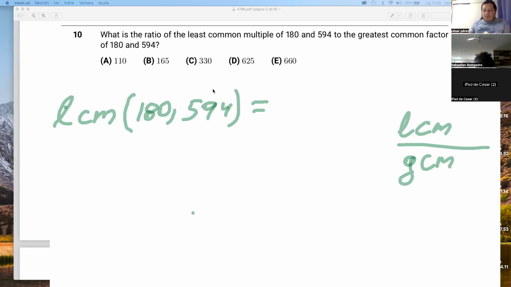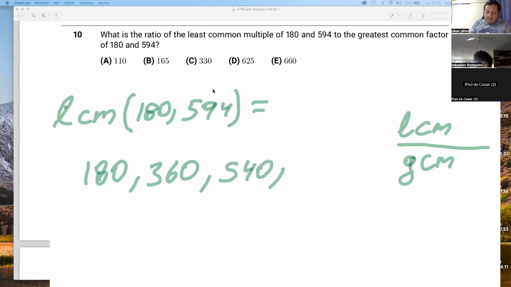Do you know how to find this? Okay. We can start making a table. Podríamos comenzar haciendo una tabla. 180, 360, 540, 720. Y aquí tendríamos que hacer otra tabla. 594, 1184.